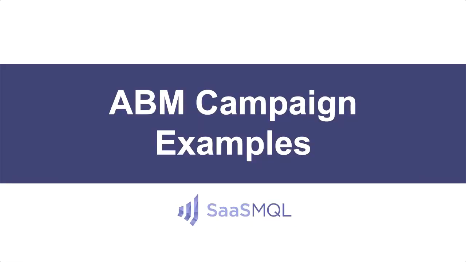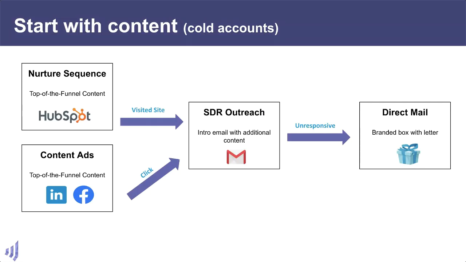Now, a couple of examples that I can show you, now that we are at the end of the step presentation. For example, if you're trying to drive cold accounts to become engaged, you can start with content and create a nurture sequence for that target account list in HubSpot or Marketo, with a bunch of content you want to send them, driving them to your site. At the same time, you're targeting your accounts and contacts on LinkedIn and Facebook ads.